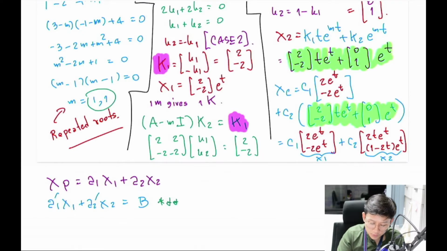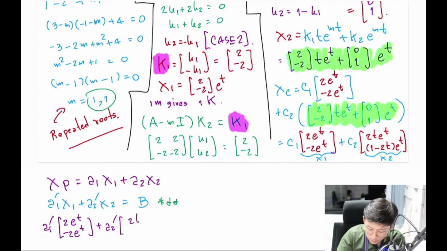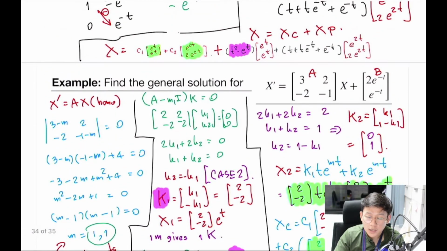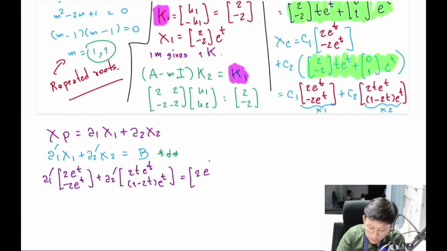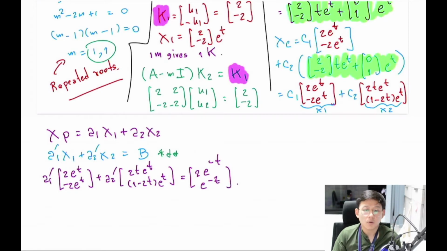Okay, so you get a1 prime times (2e^t, -2e^t), plus a2 prime times (2t e^t, (1 - 2t) e^t), equals, and your b would be (2e^(-t), e^(-t)), that is 2e to the minus t and e to the minus t. Okay, and that is the system.